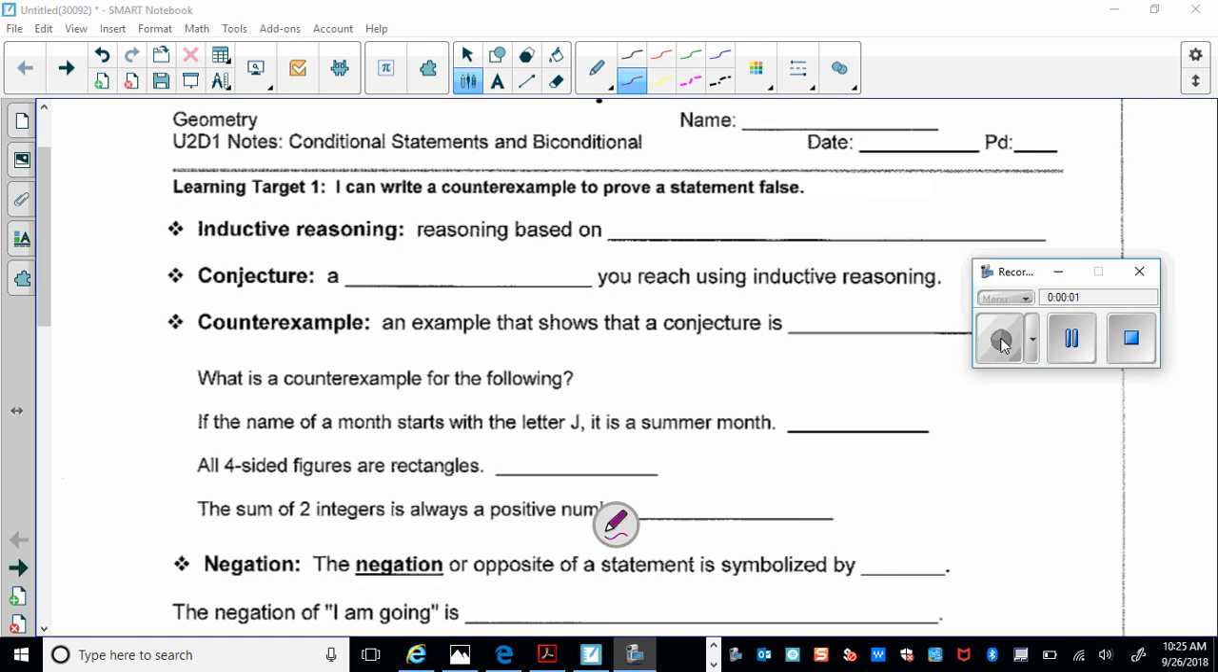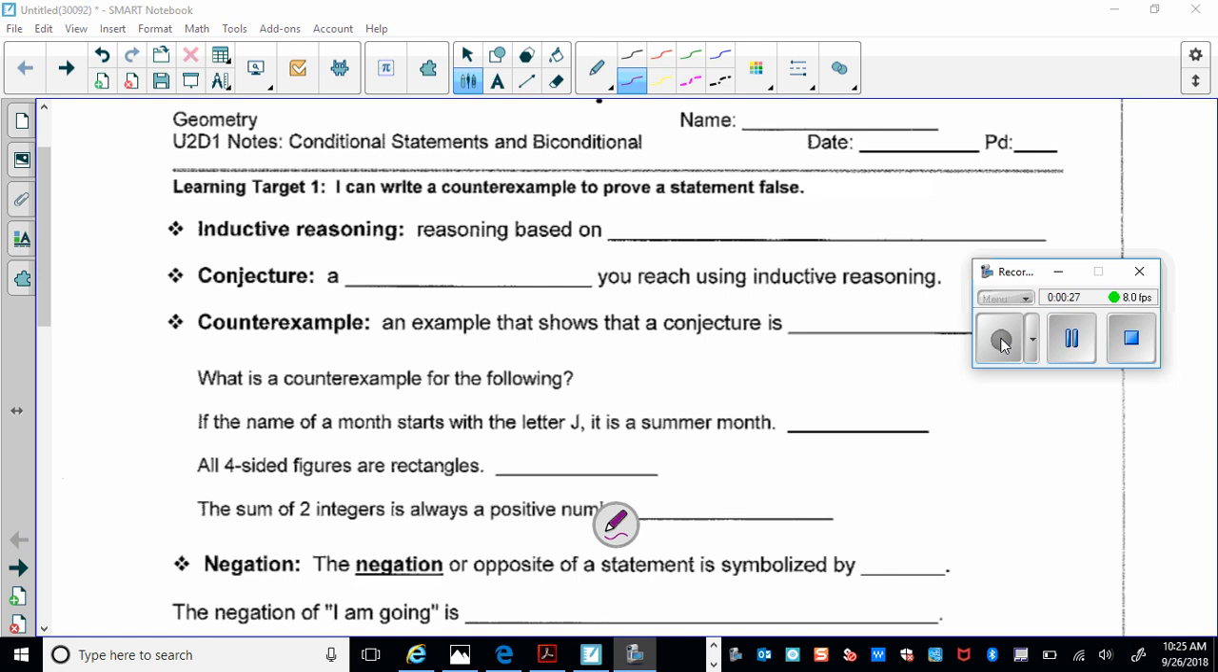We'll be doing Unit 2, Day 1. Unit 2 is a very short unit. We're going to try to finish it within 3 days, but it also has a lot of content that we have to make sure we remember. So the first part, Unit 2, Day 1, is notes on conditional statements and biconditionals.